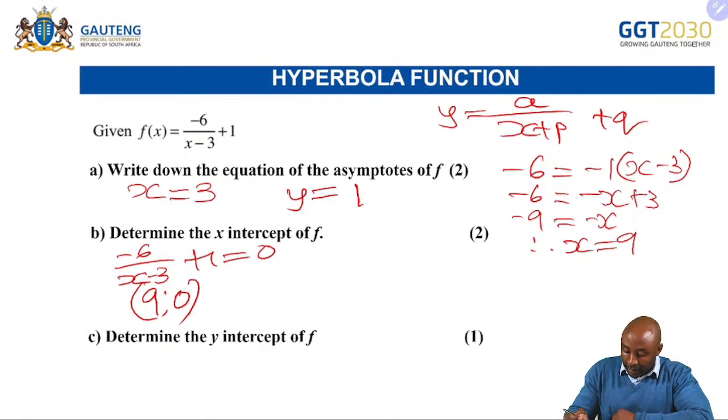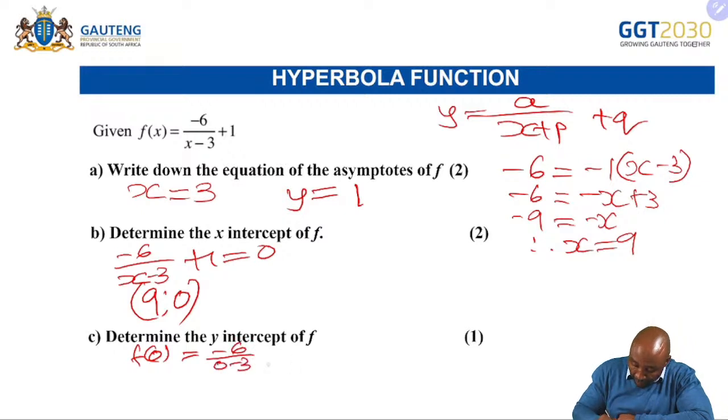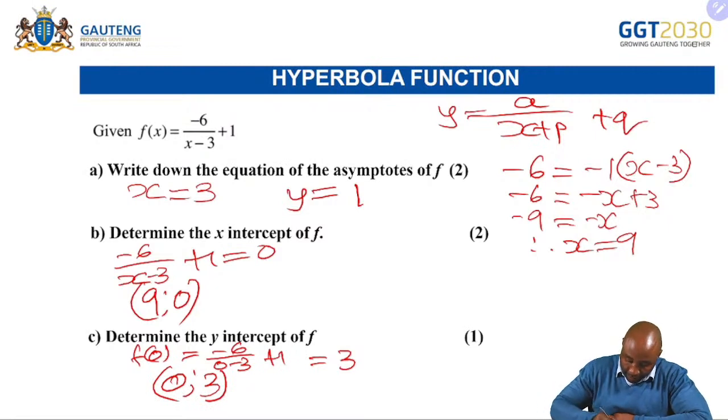We need to determine the y-intercept. To get our y-intercept, we evaluate f of 0, and that will give us negative 6 over 0 minus 3 plus 1. And negative 6 divided by negative 3 will give us positive 2 plus 1. This will give us 3. So our y-intercept will be (0, 3). So we get our 1 mark for the y-intercept. We move on.